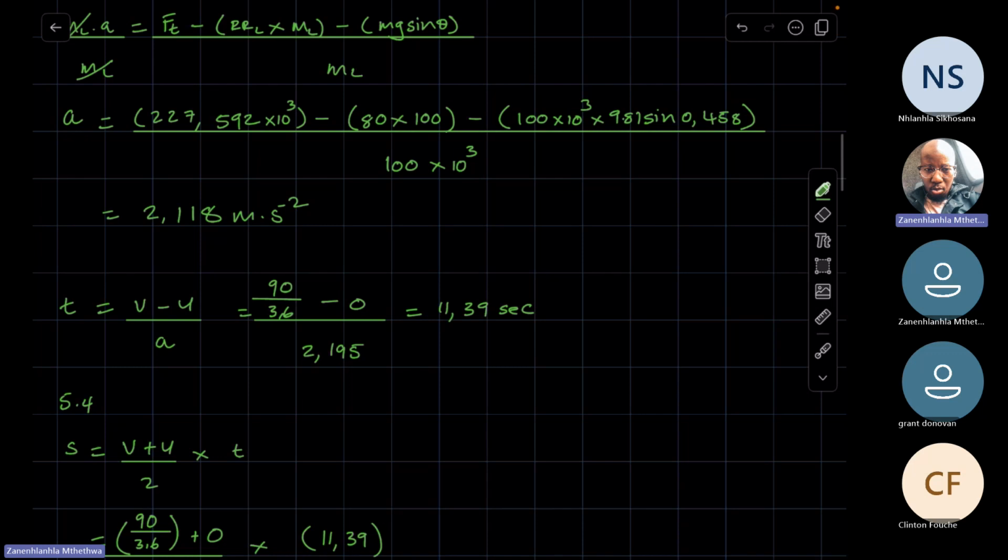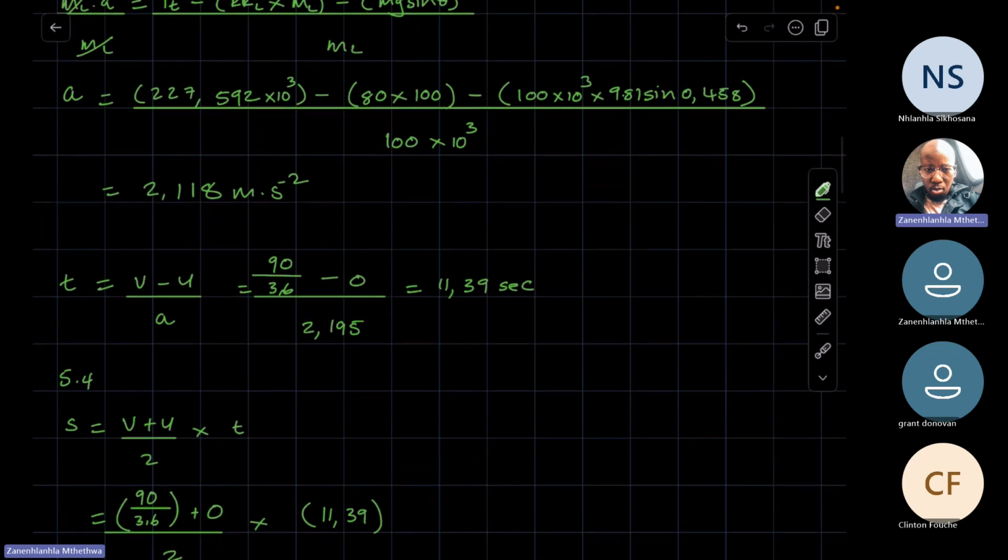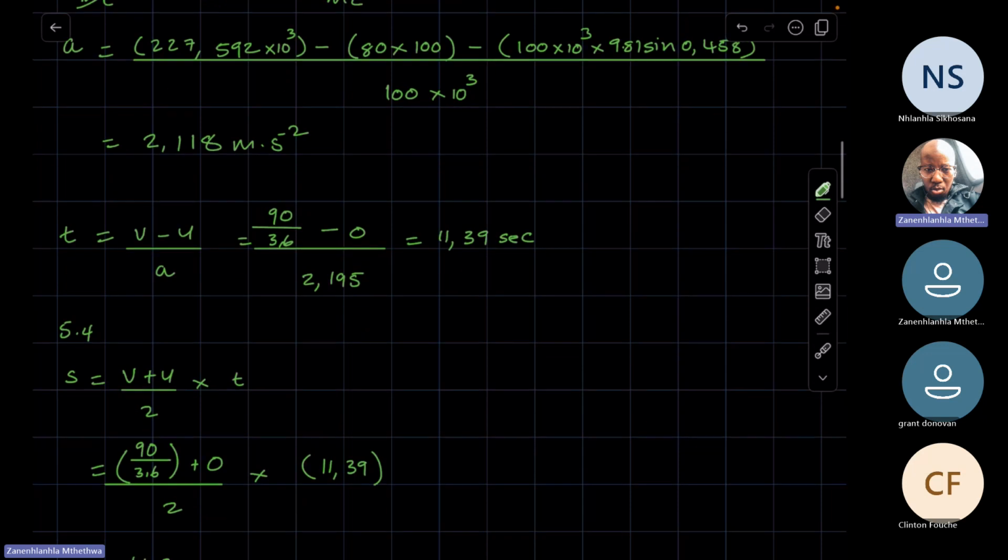Once you have acceleration, you can use an equation of motion. For dynamics, you can always make use of any equation of motion formula. The equation of motion formula that I used here is v is equal to u plus at. At this point, you've calculated acceleration, and the final and initial velocity you were given. Then you solve for t, making t the subject from this formula. This is what you get: t is equal to v minus u divided by the acceleration.